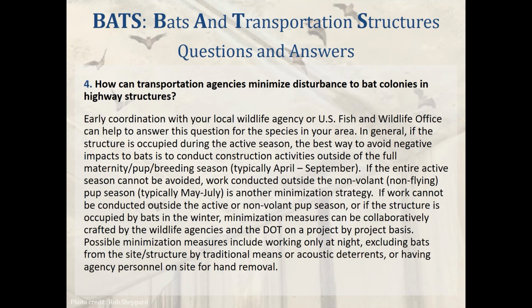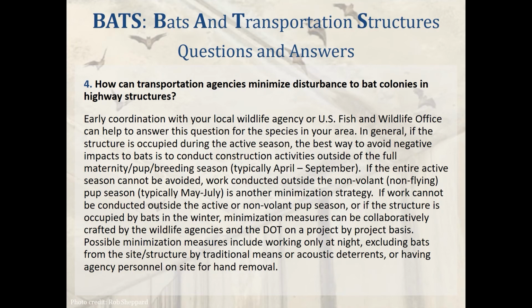Question number 4. How can transportation agencies minimize disturbance to bat colonies in highway structures? Early coordination with your local wildlife agency or U.S. Fish and Wildlife Office can help to answer this question for the species in your area. In general, if the structure is occupied during the active season, the best way to avoid negative impact to bats is to conduct construction activities outside of the full maternity pup breeding season, typically April to September.